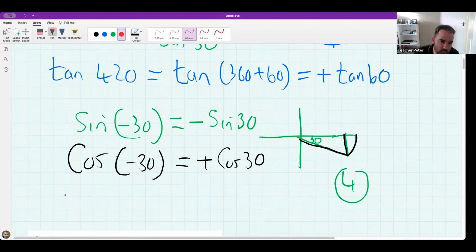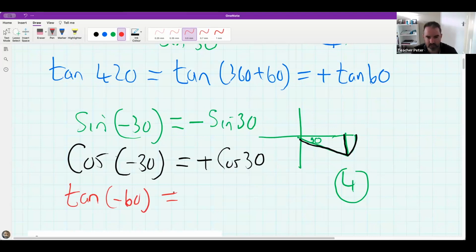Let's just do one more. If I say to you, change tan of minus 60 to a positive angle, what are you going to do? What's that going to be changed to?